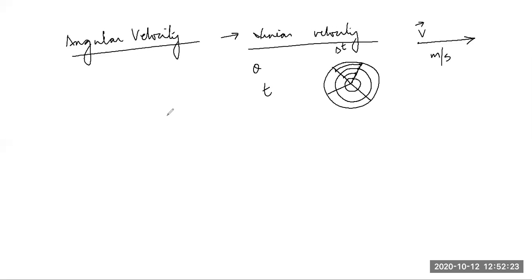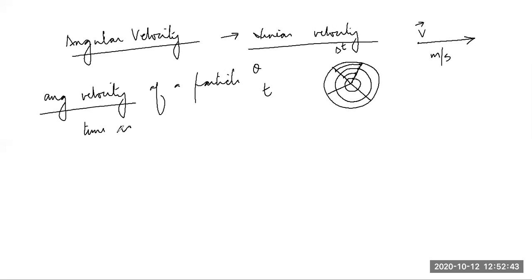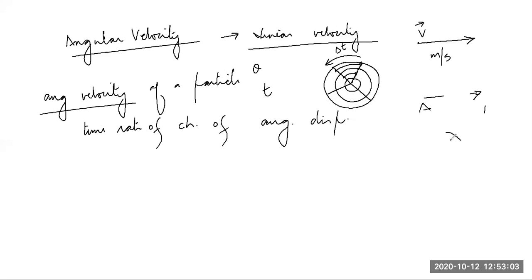So basically, when you define the angular velocity of a particle, it is the time rate of change of its angular displacement. Now, what is angular displacement? You see, from here to here it has come. This is angular displacement. This is linear displacement, from A to B. And this may be the angular displacement of a particle from A to B. So we can take angular displacement in theta, also in radians.